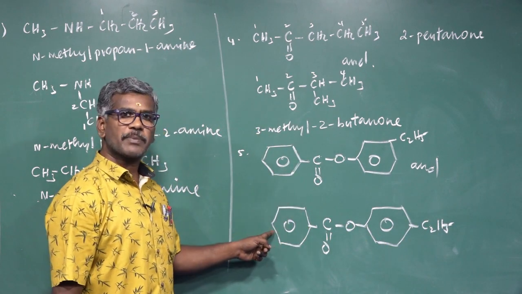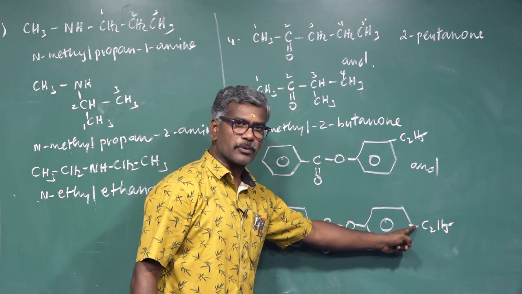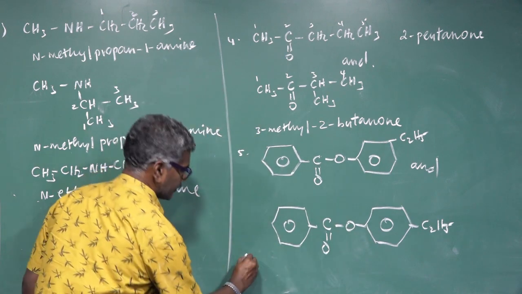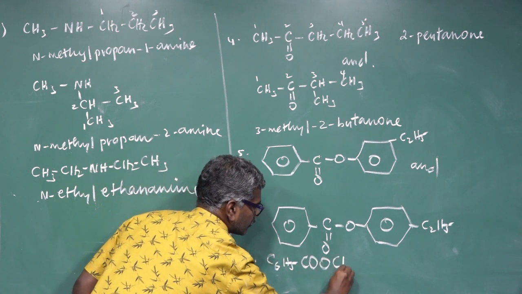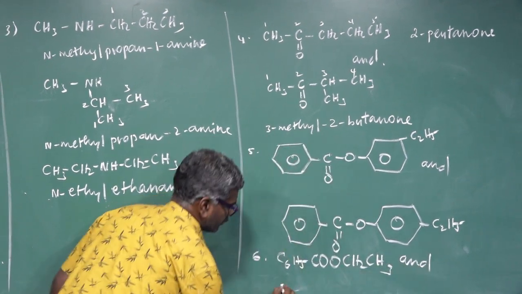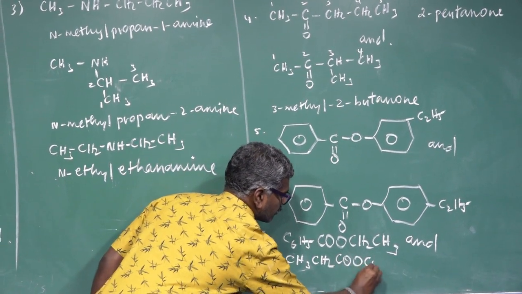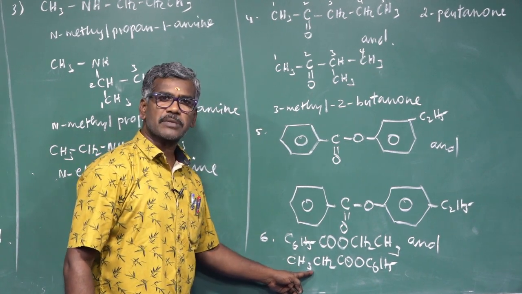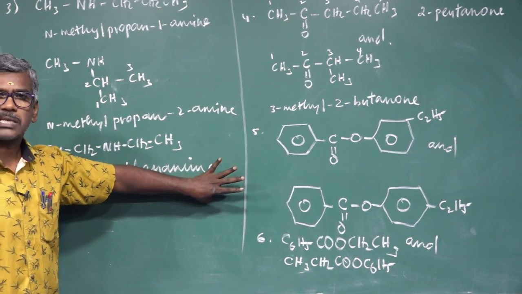It is also an example of metamerism. These are substituents present in the meta position, substituents present in the para position. These are examples for metamerism, and this is another example for metamerism. All are examples for metamerism. This type of question may be asked.